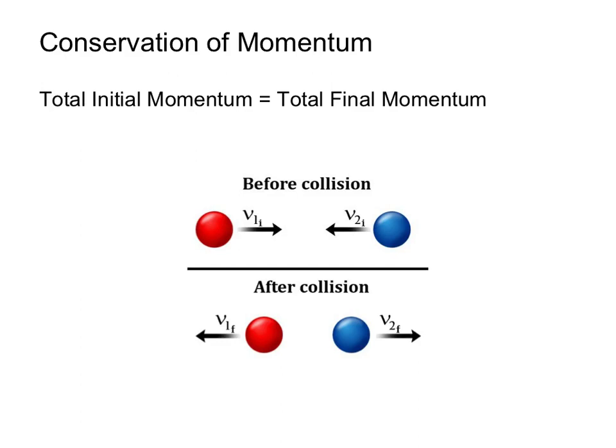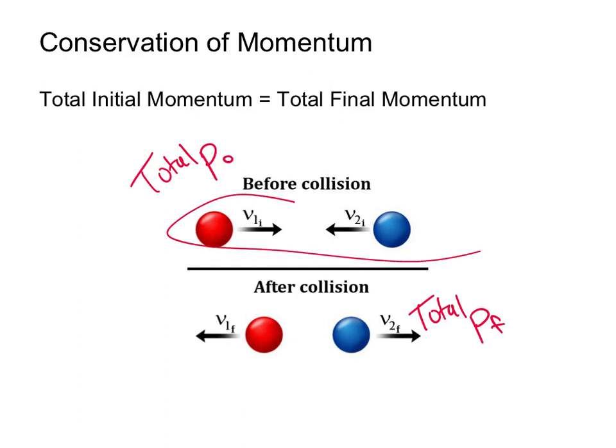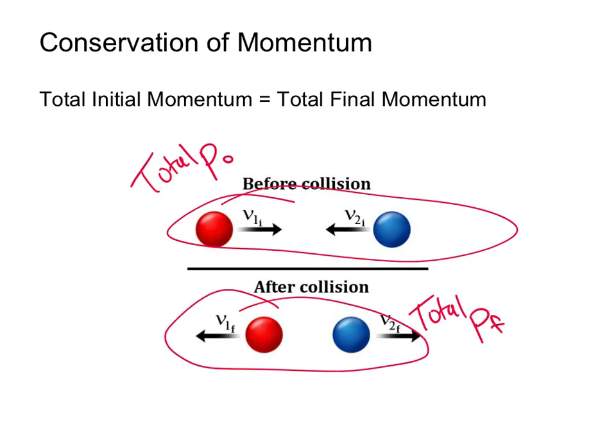And what this says is that when two objects collide, the momentum before the collision, if we take the total of that, has to be equal to the momentum at the end of the collision, the total final momentum. It doesn't matter that it comes out differently. It doesn't matter if the red ball here was traveling right before and now it's traveling left after the collision. It doesn't matter. It's that the sum of the momentum of the two objects before is equal to the sum of the momentum of the two objects after.